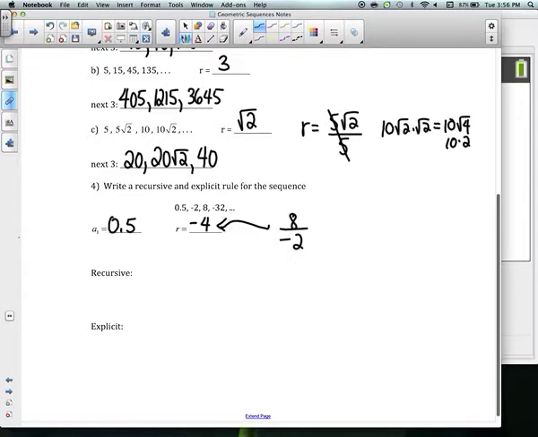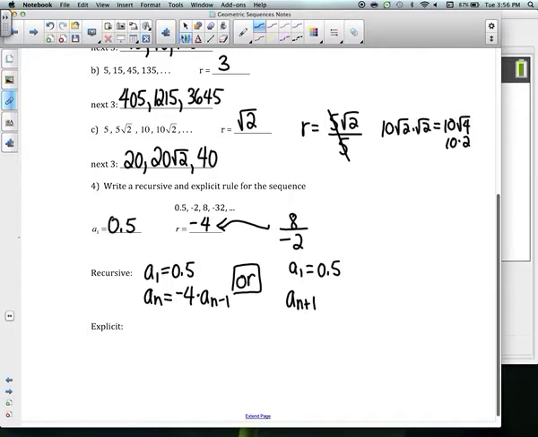So for recursive, always remember to write your first term. And then your second part is -4, in this case, times the previous term. I'm just going to write an or, just so you get used to seeing those two different alternative options.